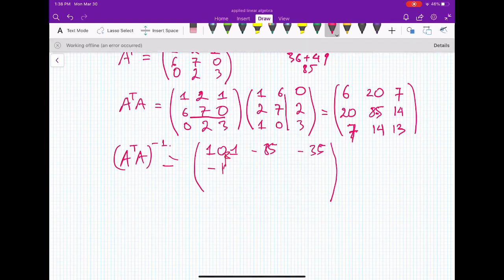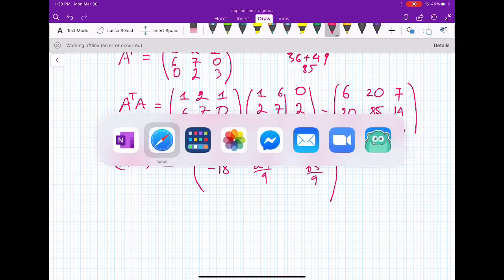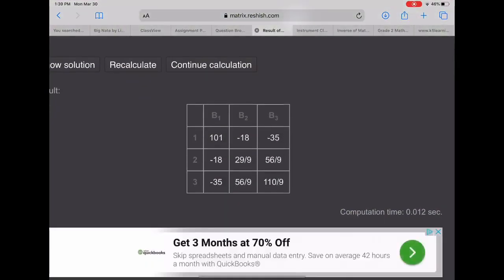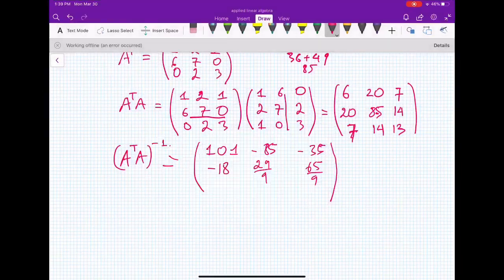Negative 18. Oh my goodness. Sorry. Negative 18, 29 over 9, and 65 over 9. Since this matrix should be symmetric, I have 35 in here and then 110 over 9. Okay, so I have 110 over 9, I have 65 over 9 right here, and I have negative 35 right here.